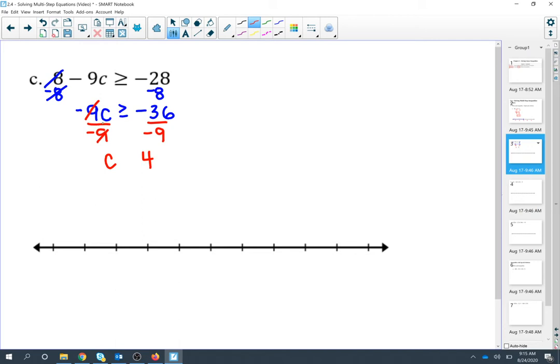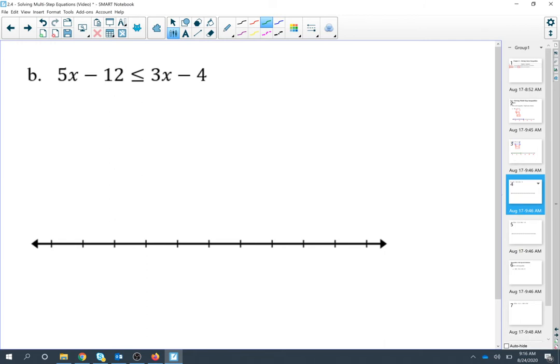Now, because I divided by a negative, and remember, it's only multiplication and division, so if you multiply or divide by a negative, you have to flip your inequality sign. So instead of greater than or equal to, I'm going to make it less than or equal to. So c is less than or equal to 4. On my number line, 4, 6, 8, 10, 2, 0. On the 4, I'm going to put a closed dot because it says less than or equal to, and then I'm going to shade to the left because it says less than.